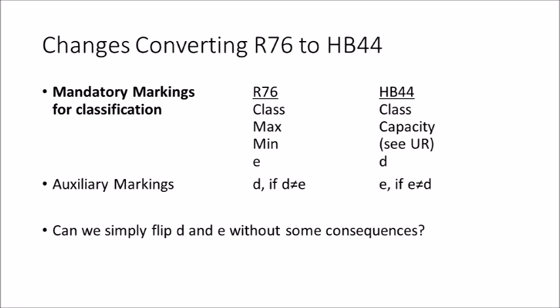The other big change is that Handbook 44 decided to make D the primary marking for classification purposes. And they mark E if it is different from the mandatory D. And my question is, can we simply flip D and E without some consequences?